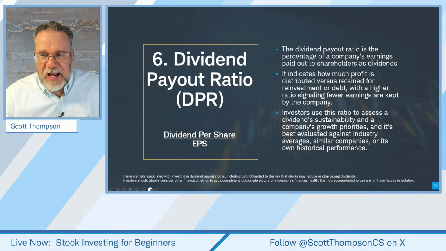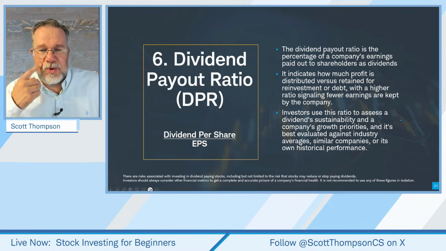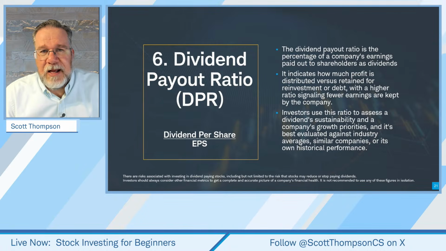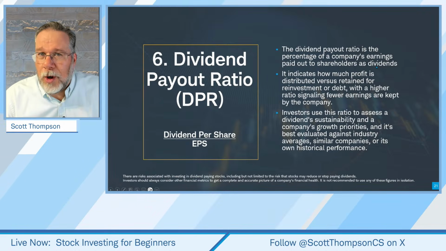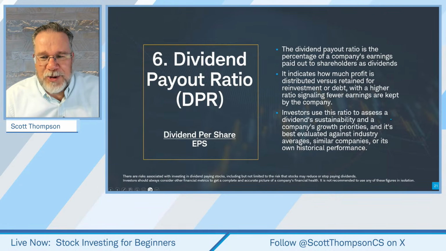It also indicates how much profit is distributed versus retained for reinvestment or debt, with a higher ratio signaling fewer earnings are kept by the company. Investors use this ratio to assess a dividend's sustainability. You may find, in fact, this is often brought up, if the company's paying out 100% of their earnings as dividends or more, which sometimes will happen, they may not be able to sustain that dividend. And we've talked about that. Every time we mention a dividend, we always remind you that the dividends are not guaranteed to continue and they can go down, they can be eliminated.